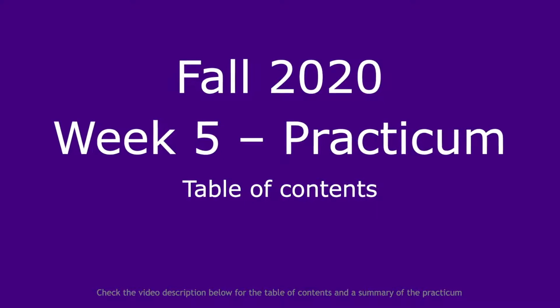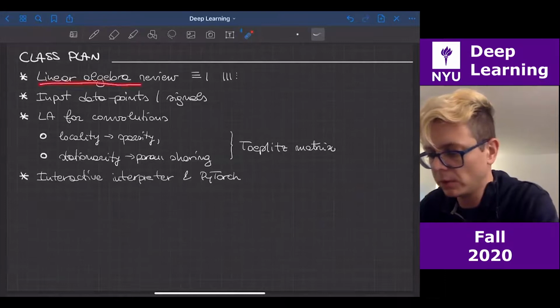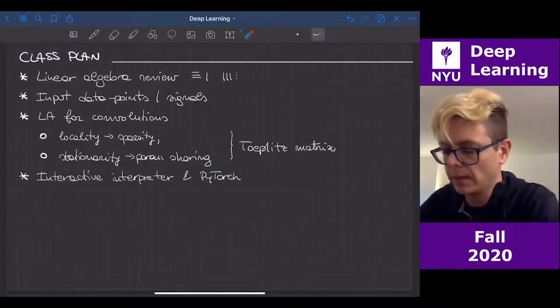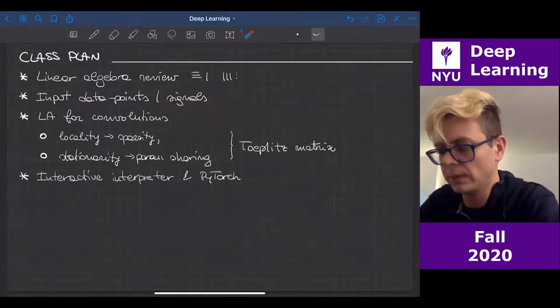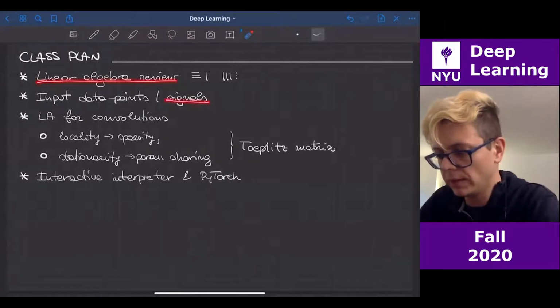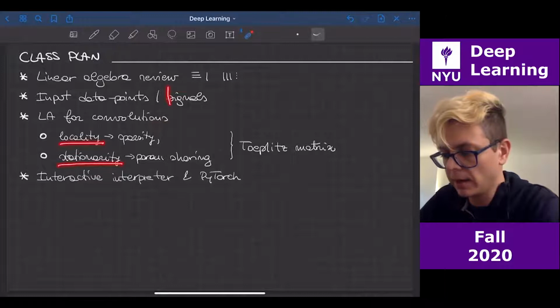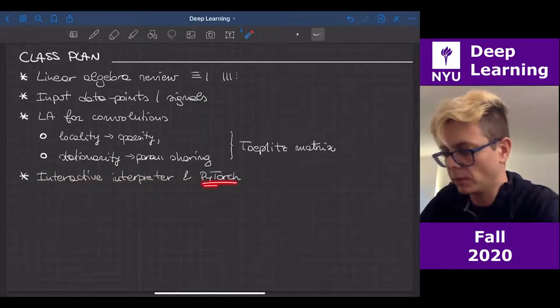So today, the summary is going to be the following. This is the table of contents. We start with a little bit of review about matrix multiplication, just my interpretation, my point of view. Then I'm going to tell you about input data, in this case input signals. So we're going to extend the matrix multiplication for signals, and we're going to end up with convolutions, which exploit some property of my natural signals. Finally, we're going to see some interactive Python interpreter with PyTorch.